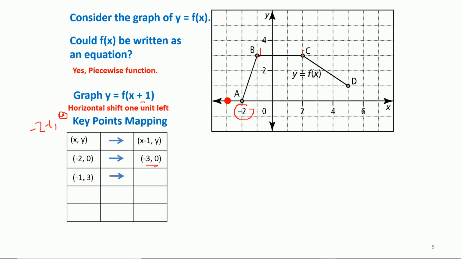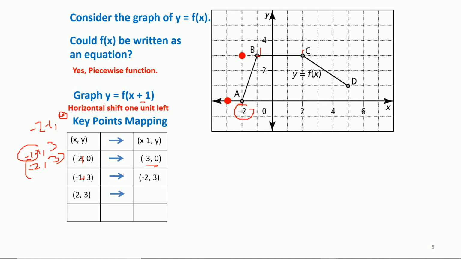Then minus 1, 3, how will this be shifted? This will be shifted to minus 1 minus 1 and 3. So minus 1 minus 1 becomes minus 2, comma 3. What are we doing? We are just subtracting 1 because it is x minus 1 now. We are subtracting 1 from here. Okay. Minus 1, 3 has become minus 2, 3.